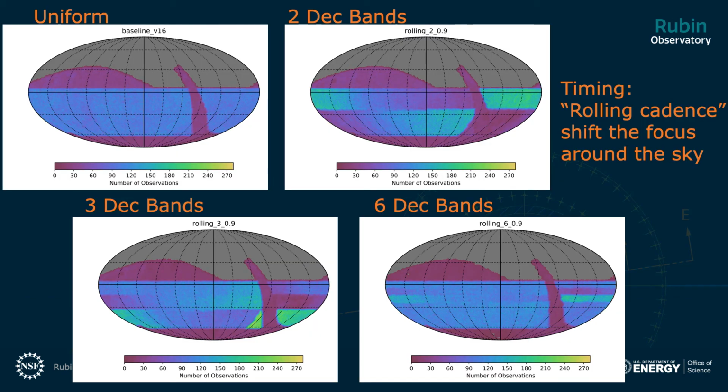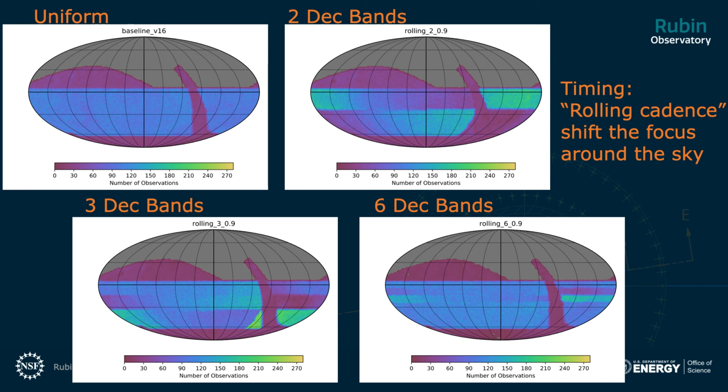And then the last question is how to distribute these visits over time. We might take our 825 visits and just distribute them uniformly over time, or we might split the sky up into different areas and sort of shift the focus around so that, if we have 2 declination bands, in one year we might focus on one part of that band, the northern sky or the southern sky, and then in the alternating years, sort of flip that.